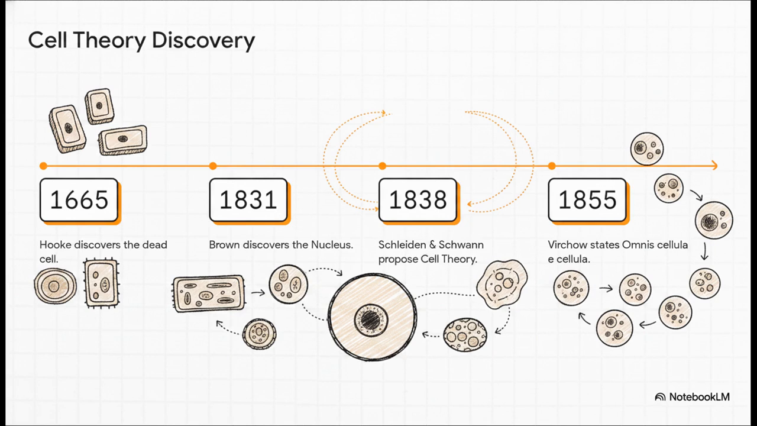They figured out all plants and animals are made of cells. But they actually had one major gap in their theory. They couldn't explain exactly how new cells formed. And that is where Rudolf Virchow steps in during 1855, and he completes the whole theory with this famous Latin phrase, omnis cellula e cellula, simply meaning, all new cells only come from pre-existing ones.